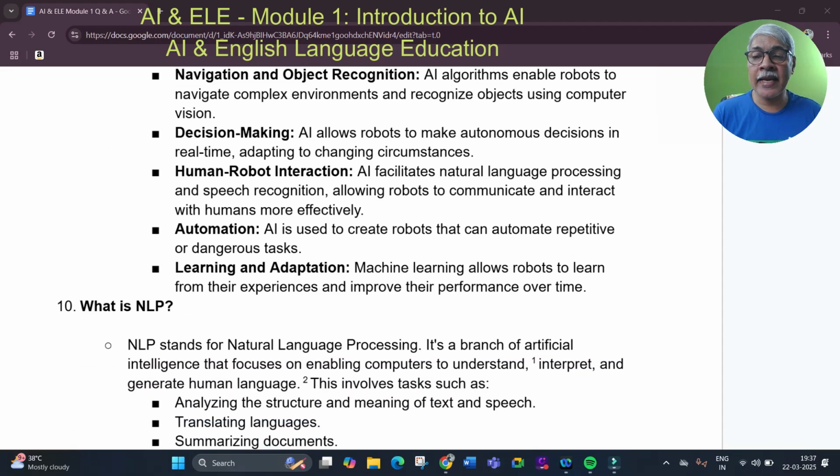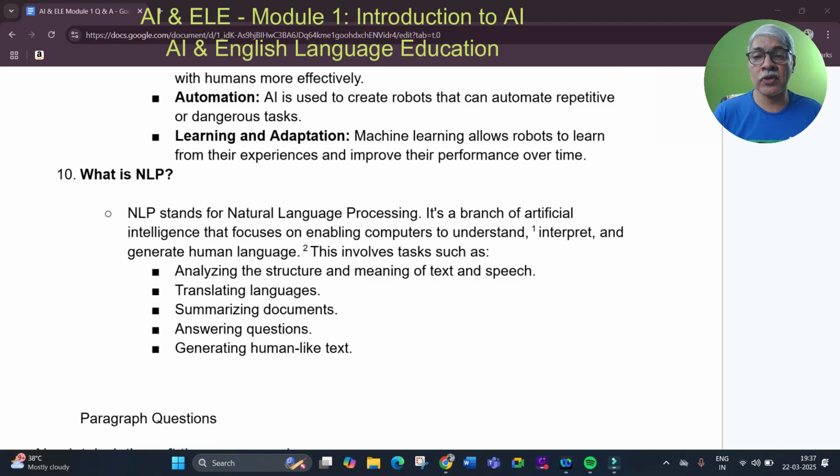What is NLP? NLP is known as natural language processing. This is a branch of artificial intelligence that focuses on enabling computers to understand, interpret, and generate human language. So it will understand the language, and then it will interpret and also generate human language.